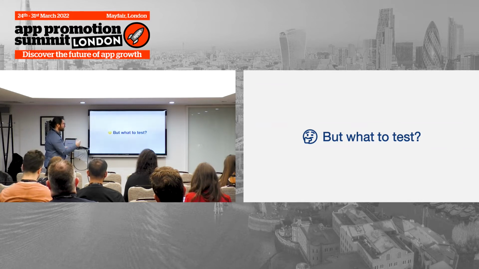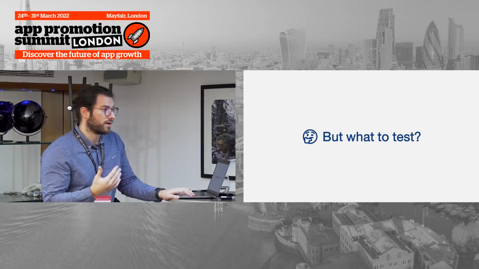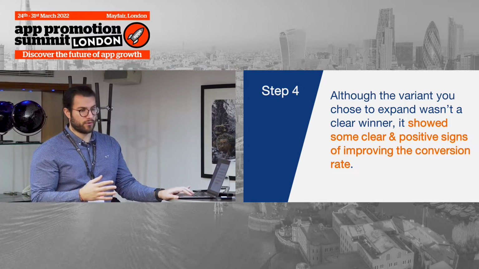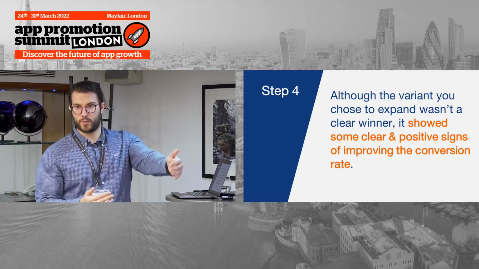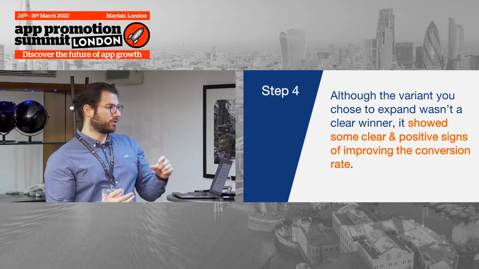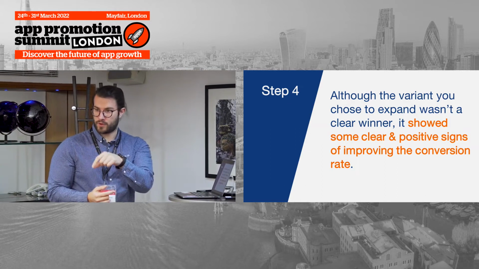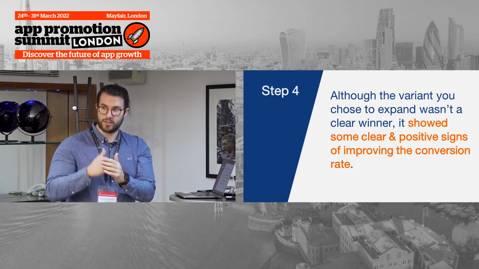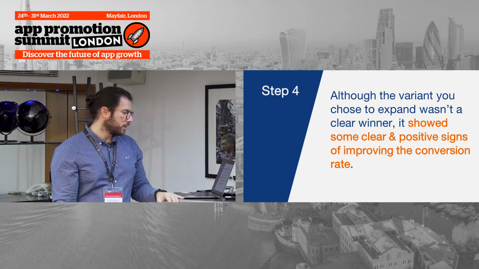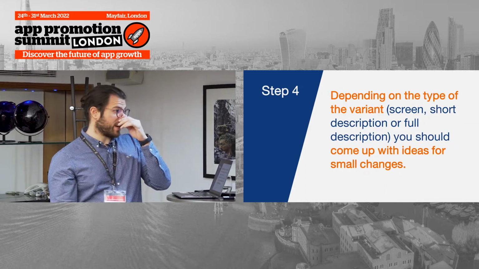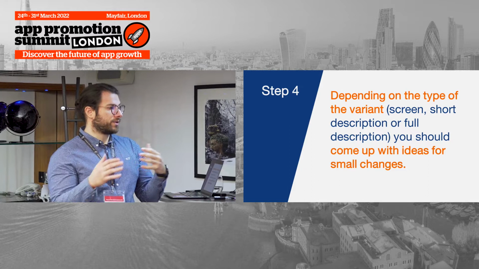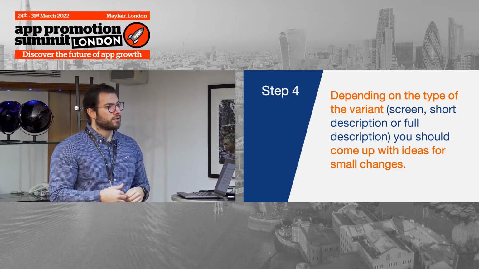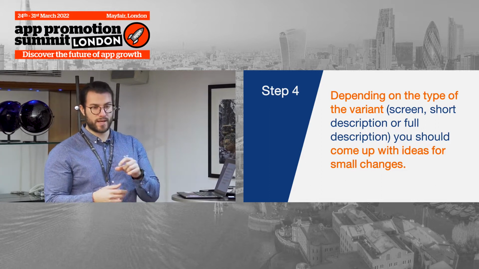You have to test, but actually what do you have to test? First, as I said before, although the variant wasn't a clear winner, it showed some positive signs of improving the conversion rate. It wasn't a super clear yes, but still it showed some very positive signs. So depending on the type of the variant, either a screen test, a short description test, or a full description test, you should come up with ideas of making small changes.